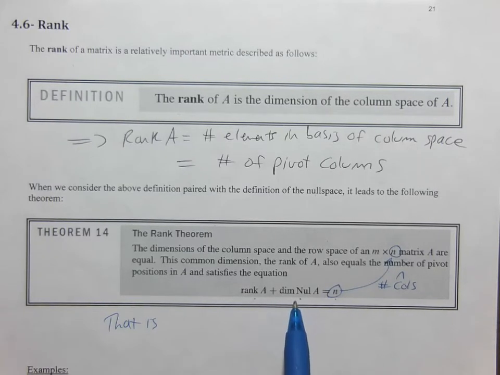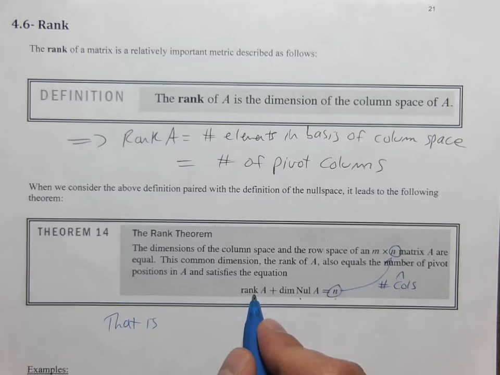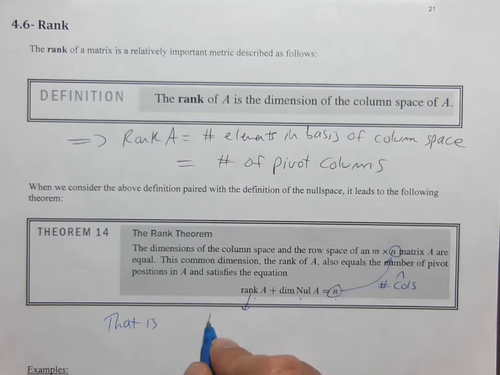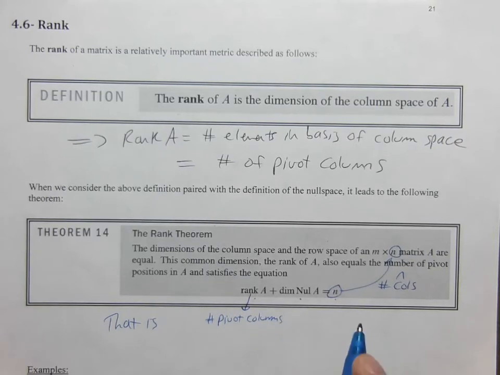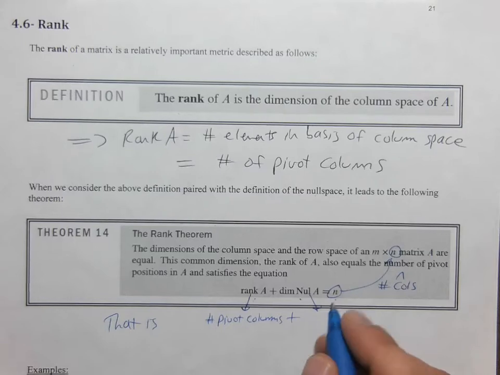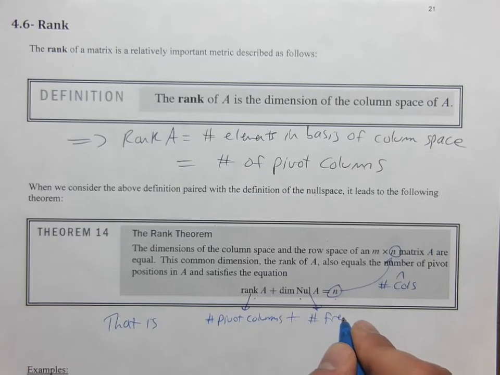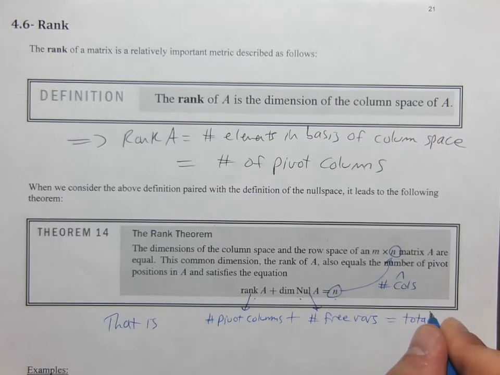So when we say rank plus dimension of the null space equals n, what we're saying is rank, which is the number of pivot columns, plus the dimension of the null space, which is the number of free variables. When you have a matrix, a column is either a pivot or a free variable, right? There's no other option. So if you take the number of pivot columns plus the number of free variables, those are the only options, and so that should be the total number of columns. That's what this theorem is telling us.